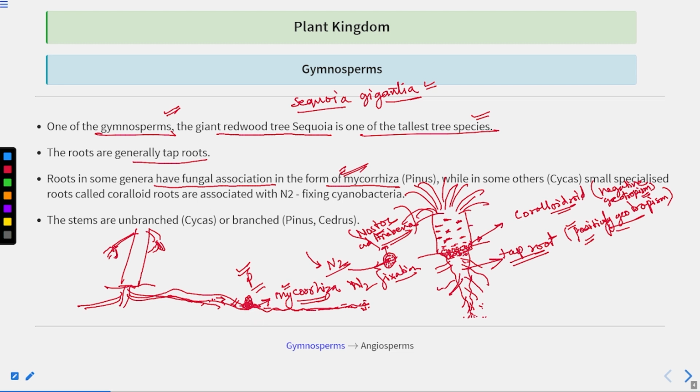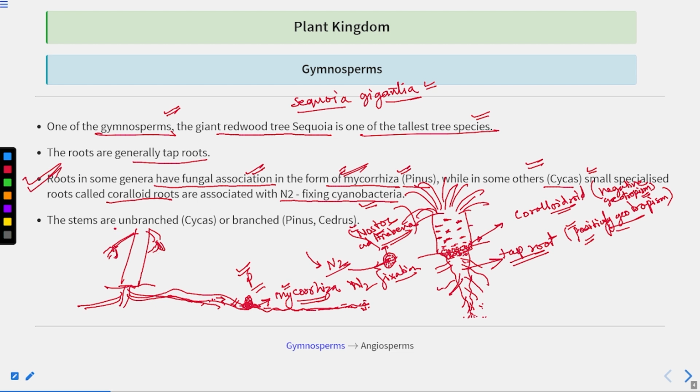Okay, so the roots in some genera have a fungal association in the form of mycorrhiza, that is in the case of pinus, while in some other cases, that is cycas, small specialized roots called coralloid roots are associated with nitrogen fixing cyanobacteria. Those cyanobacteria are Nostoc and Anabaena, and we have already discussed how cycas has this coralloid root. Okay, so this is a very unique feature of the gymnosperm root.